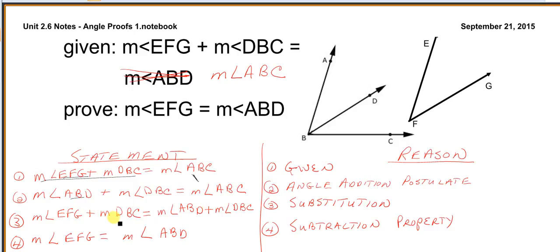And now take a close look at this. What you can see is I have angle DBC in both, so if I subtract angle DBC from both sides, I get the measure of EBG is equal to the measure of ABD, and that's what I set out to do. So once again, that was by the subtraction property of equality.